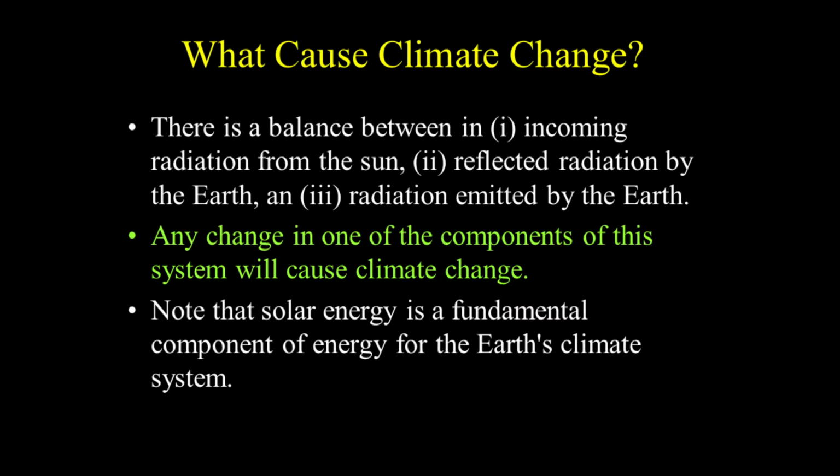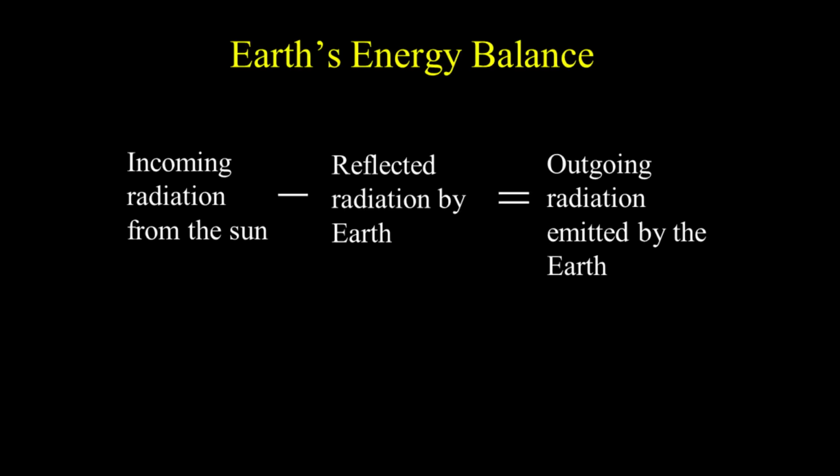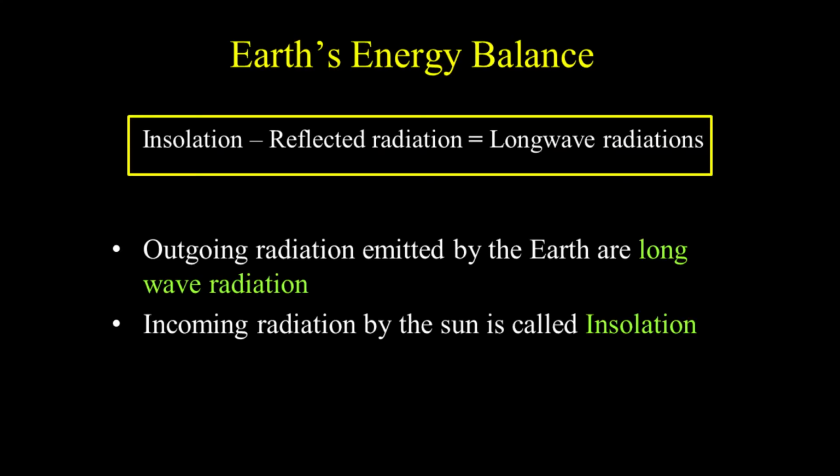So what causes climate change? Any change in one of the components of this system will cause climate change. Note that solar energy is the fundamental source of energy for the Earth's climate system. Earth's energy balancing equation is incoming radiation from the sun minus reflected radiation by Earth equals outgoing radiation emitted by the Earth. Or in more technical terms, insolation minus reflected radiation equals long-wave radiation.